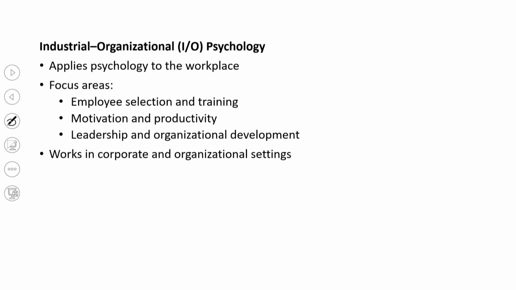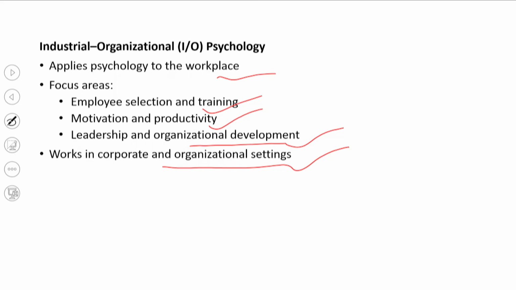What do industrial organizational psychologists do? They apply psychology to workplaces. Focus areas include employee selection and training, motivation and productivity, how to train leaders, how to motivate employees, and those things based on psychological principles, as well as leadership and organizational development. They work in corporate and organizational settings. So, these are some examples of how psychologists work as professionals in the professional setup.